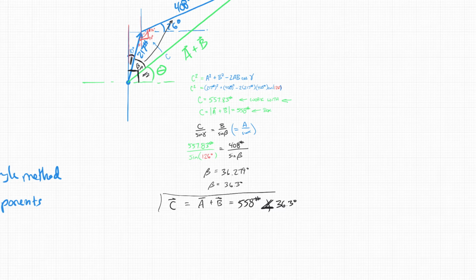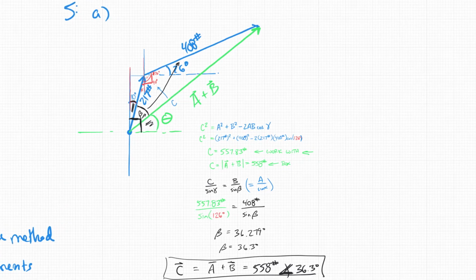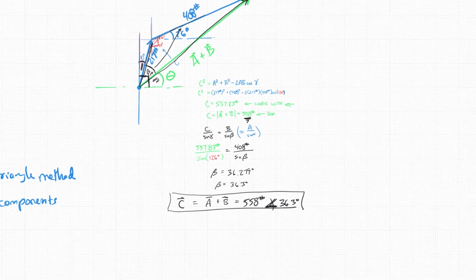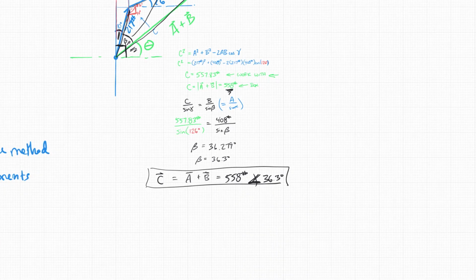So this would be your answer for A, and hopefully we're going to get the same answer for B. I guess we'll find out. Now, one thing to be sure of is to make sure that this makes sense. If you look at this triangle, the magnitude of A plus B should be bigger than both this 217 and this 408. And sure enough, we got 558. And then this angle, 36.3.